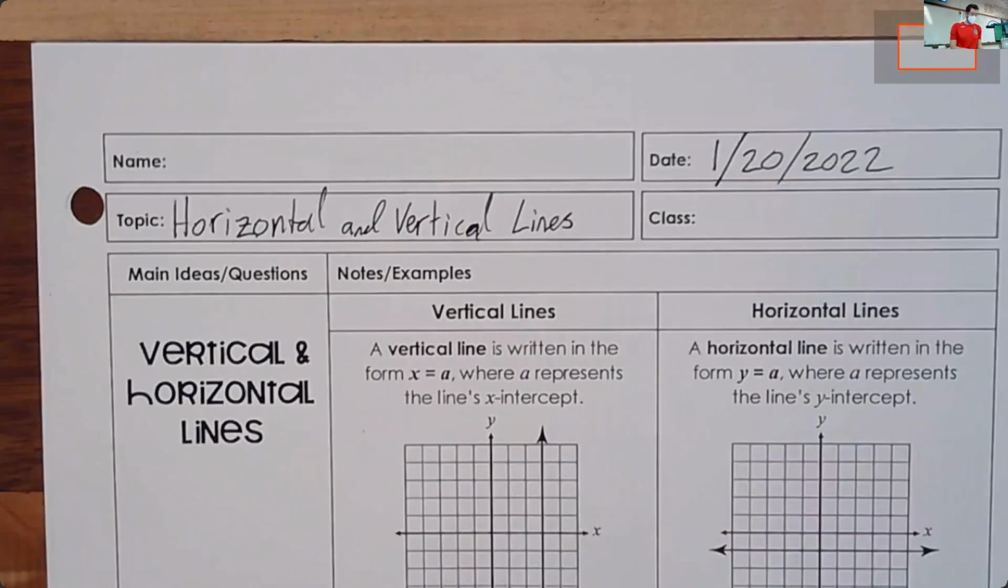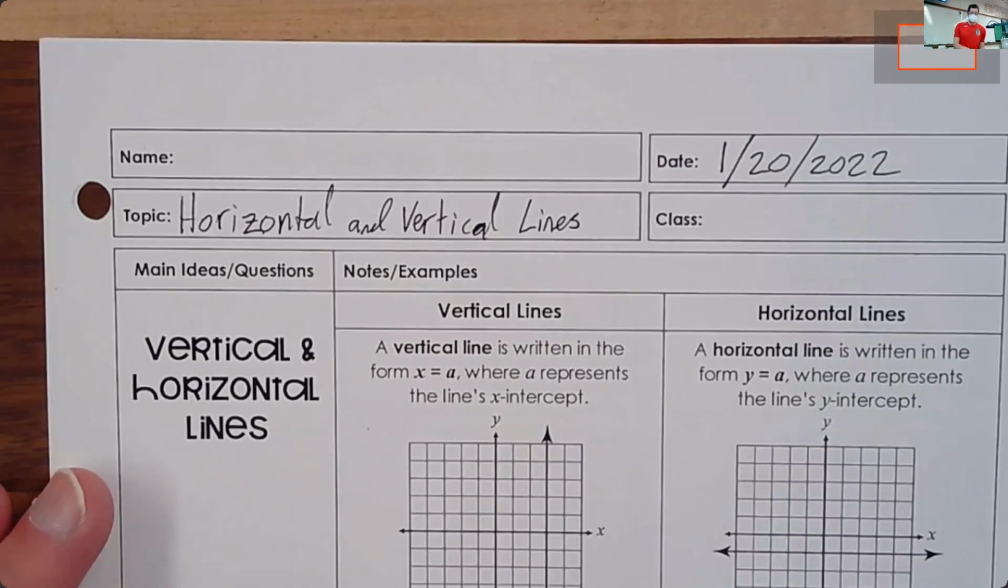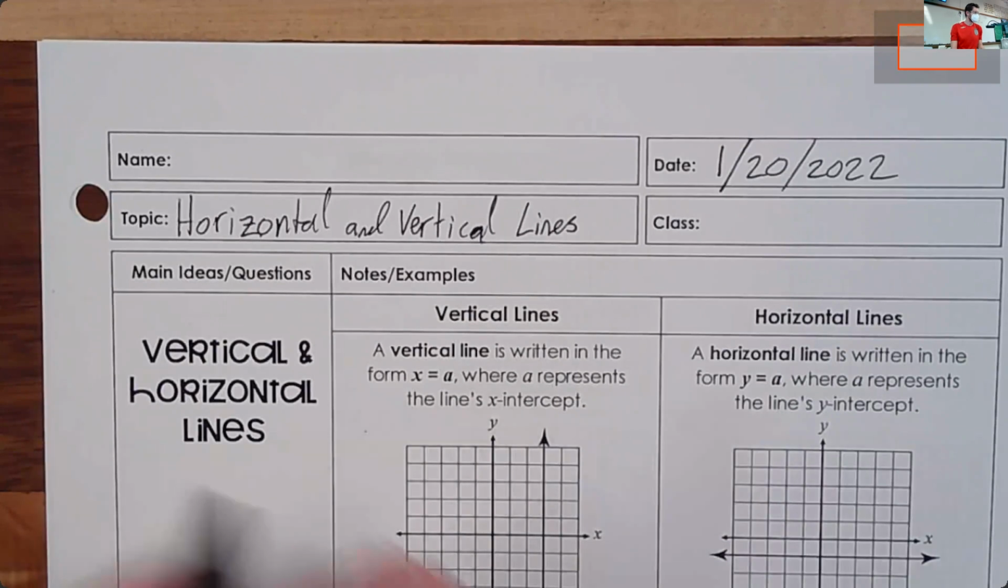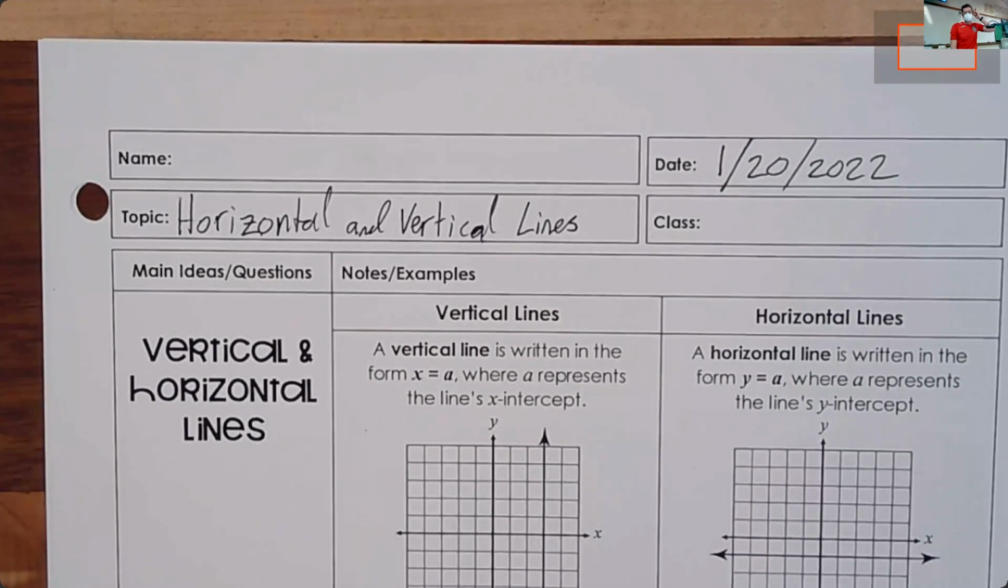So let's jump right in. It talks about vertical lines first. It says that a vertical line is written in the form of x equals a, where a represents the line's x-intercept. So what that means is the equation of a vertical line is not slope-intercept form. It is not standard form. It's its own different thing.